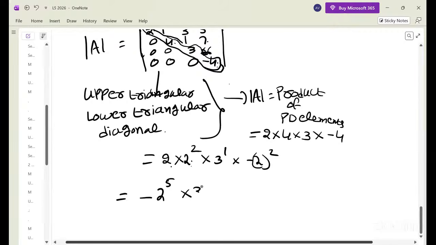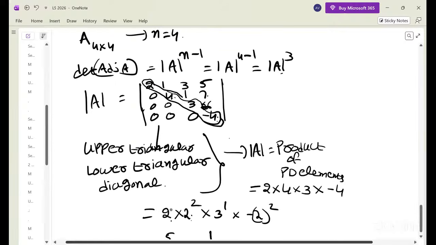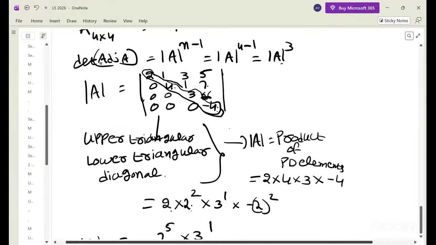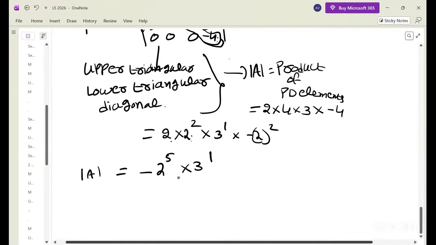This is that. But we don't want this, sir. Some students will forget and answer this. This will be there among the options. This is not the thing we are asked to find. We are asked to find the determinant of adjoint A. So you can see the first option is what we got. So coincidentally you will get the same answer.